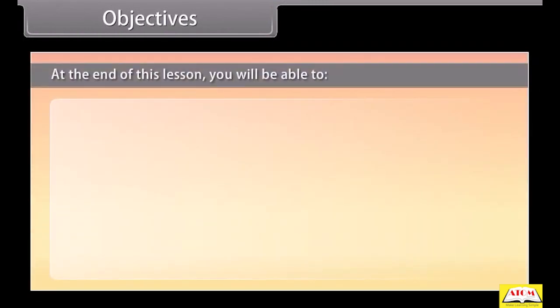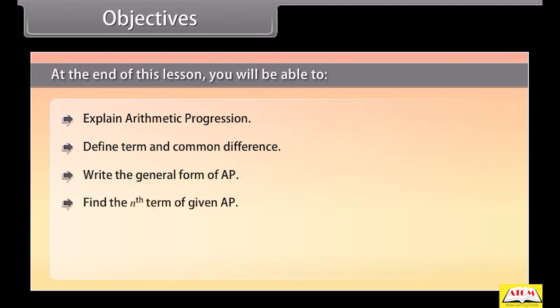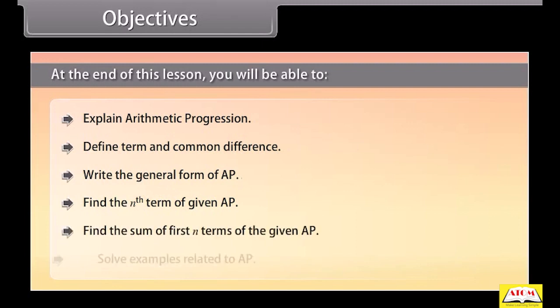Objectives. At the end of this lesson, you'll be able to explain arithmetic progression, define term and common difference, write the general form of AP, find the nth term of a given AP, find the sum of first n terms of the given AP, and solve examples related to AP.